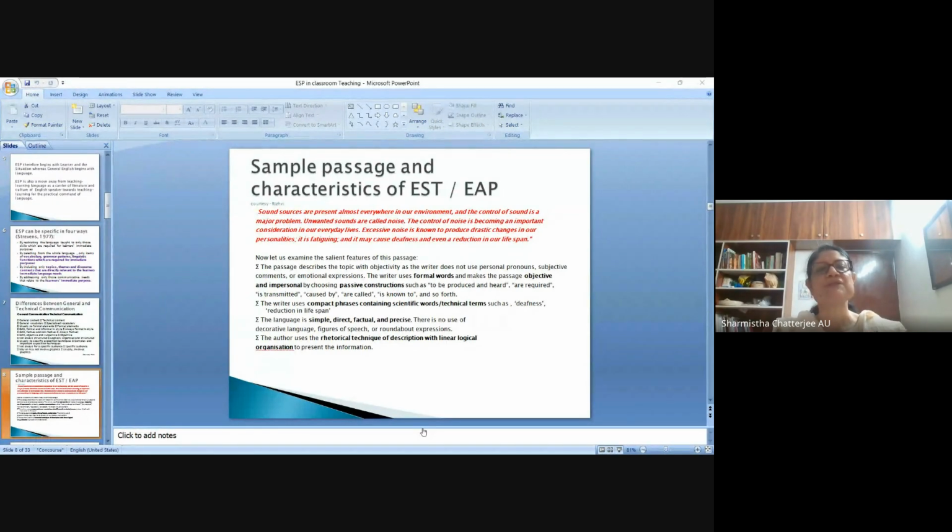So reported speech. Okay, and this passage contains very technical terms like, say, deafness, reflection or reduction in lifespan. These are very specific terms with specific meanings. No double meanings, no kind of playing with words. Very simple, very direct, very factual, and very precise, right?